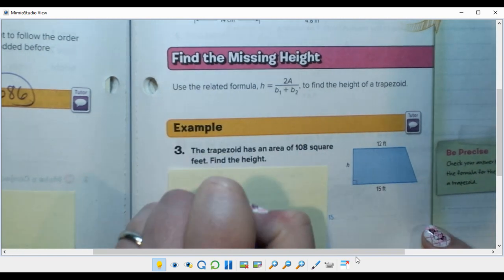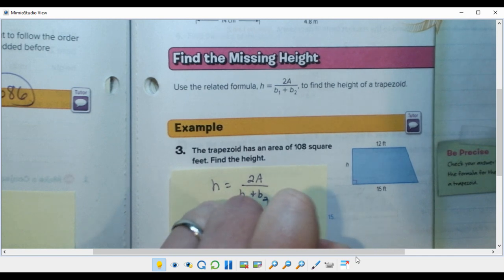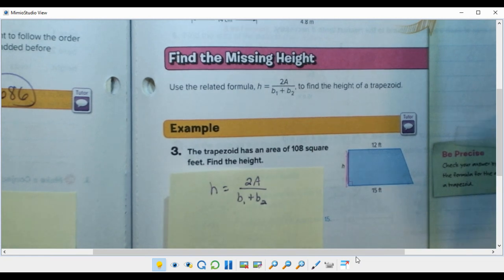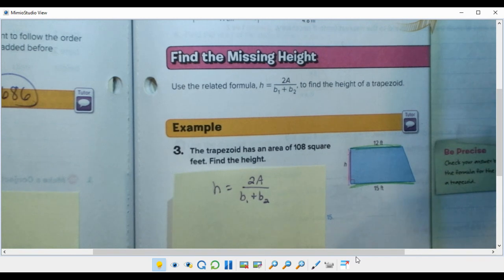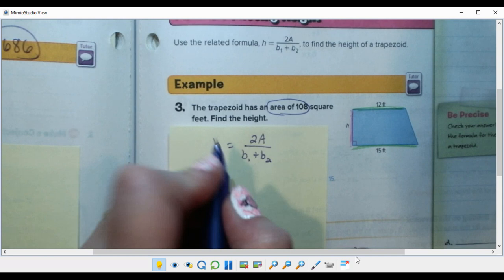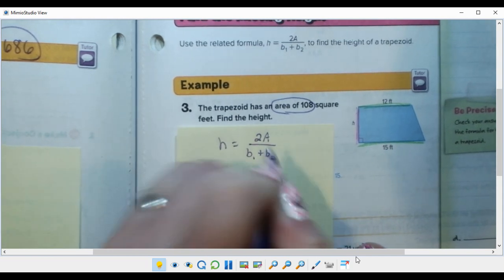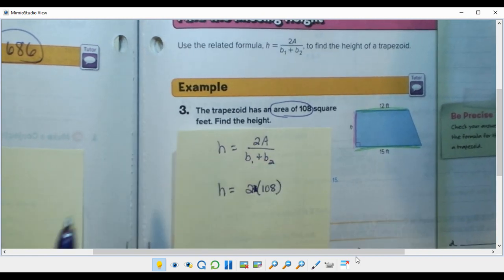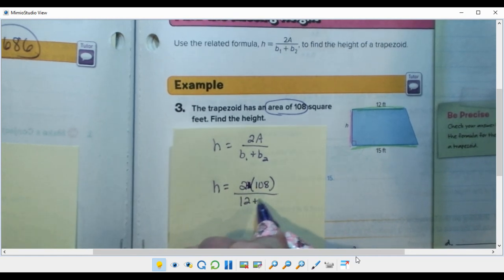So I'll recopy my formula. Height equals 2 times the area over base 1 plus base 2. My height here is unknown. My bases, and they tell me the area. All right, so let's replace what we know. I don't know the height. The area was 108. Actually, I'm going to multiply that with an X or a star or something. Try to make it better, and I made it worse. And then on the bottom, I'm going to have 12 plus 15.